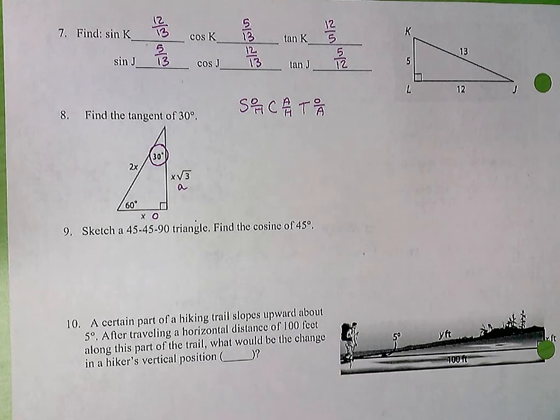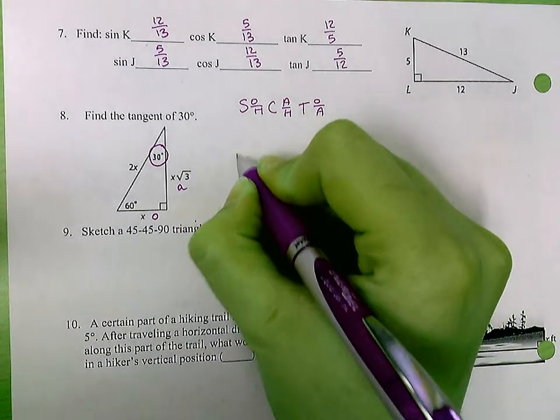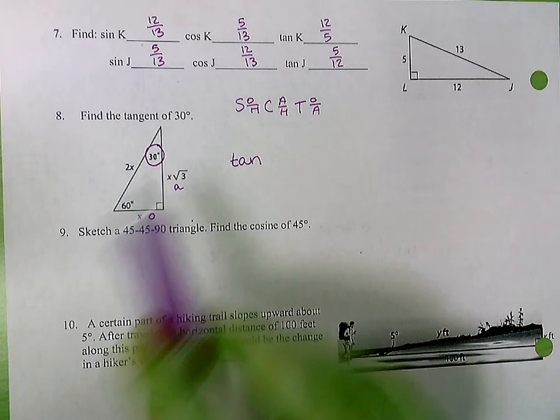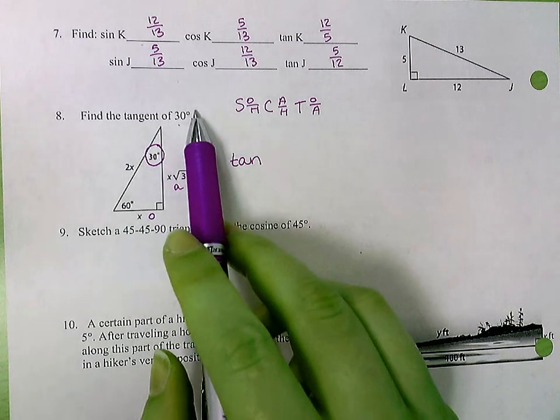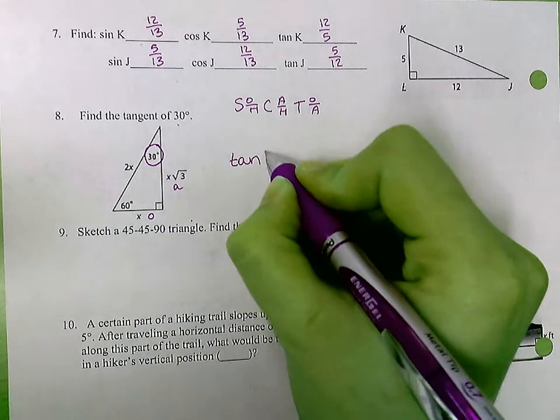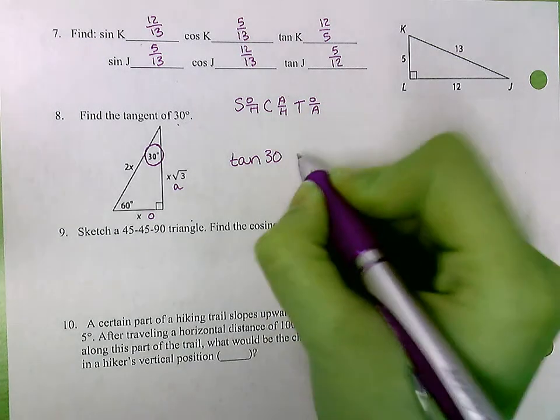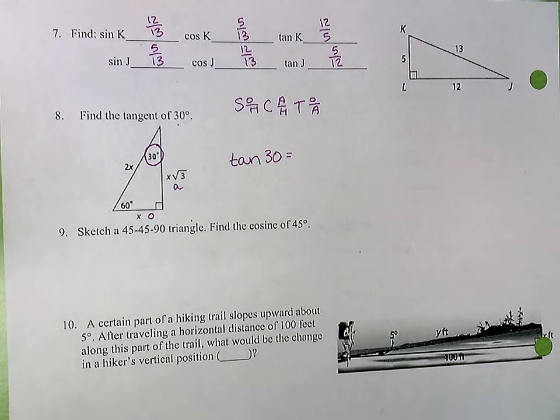Okay, now when I write this out, we're taking the tangent and we're working with this angle 30 degrees. Okay, so we have tangent of 30. That is equal to your ratio of sides.